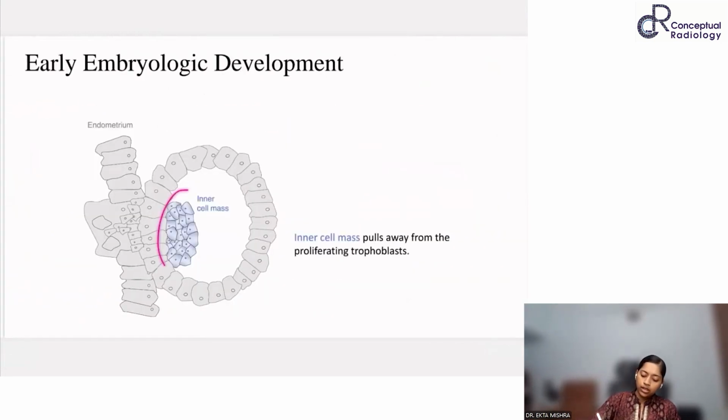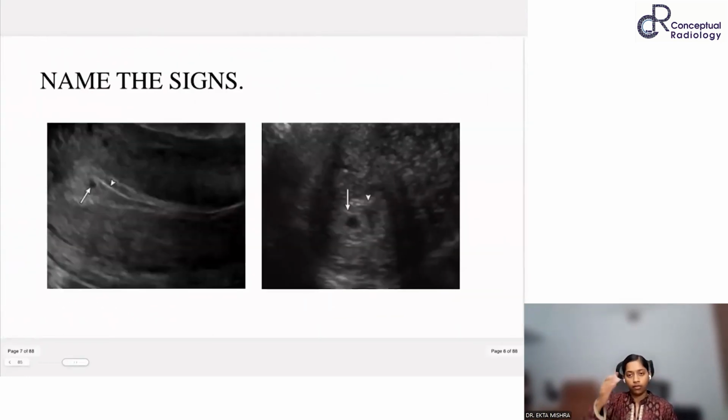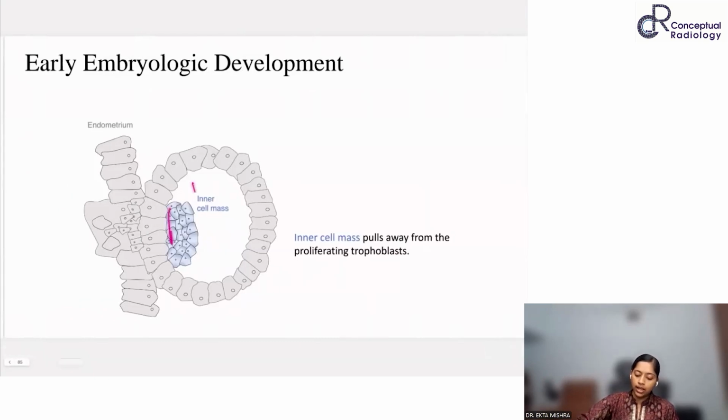Now we are more concerned about the inner cell mass at this point of time. This is going to divide and form the fetus. So it is going to pull away from this trophoblast and will form a central disc and will now start forming few structures which we pick in our early ultrasound.